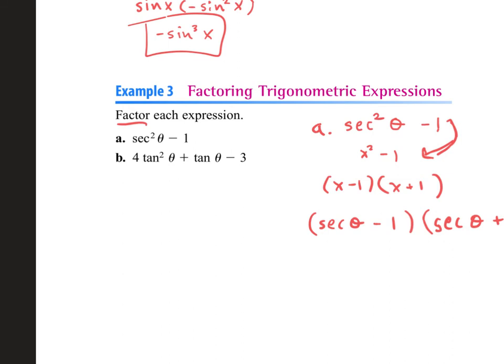All right, let's look at B. So we have 4x squared plus x minus 3. So I just changed tangent to be x. What is the first thing I need to do to factor this? Multiply the first and the last. So 4 times negative 3 gives me negative 12. What are my two factors of negative 12 that add to give me 1? 4 and negative 3. So we have x plus 4, x minus 3.